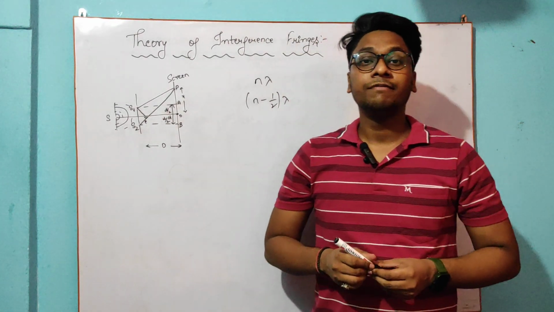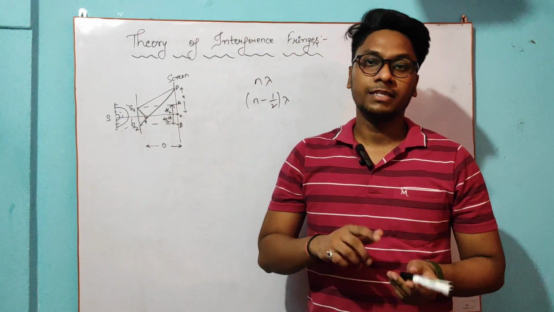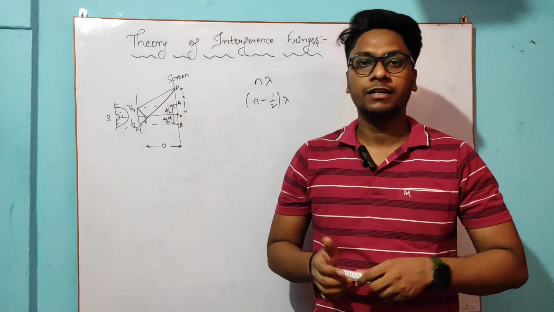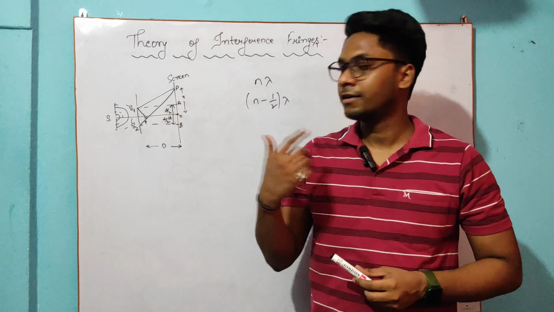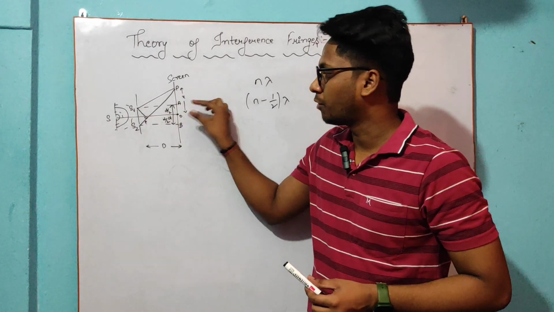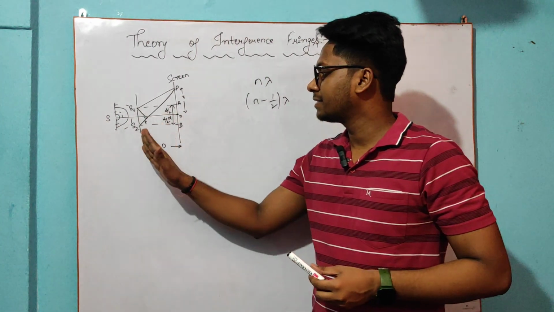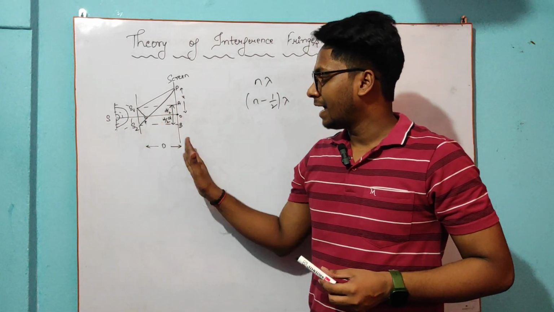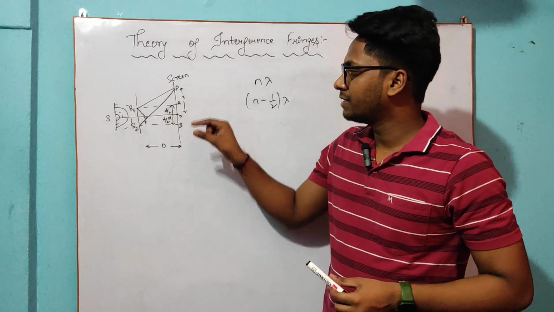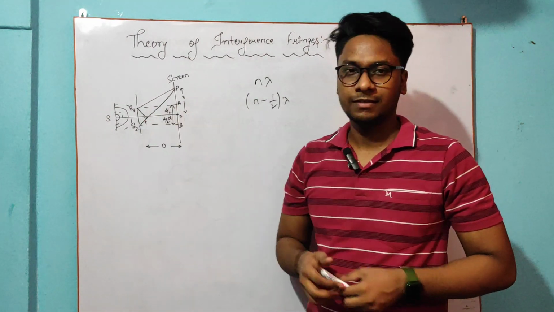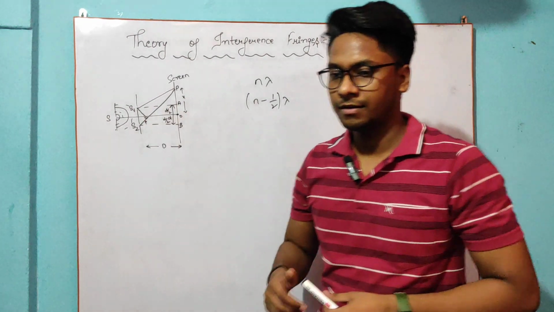Here we again derive the same condition for constructive and destructive interference, but in terms of this capital D and this small d. This capital D is the distance between this slit and the screen, and this small d is the distance between these two slits. Okay, so let's start.